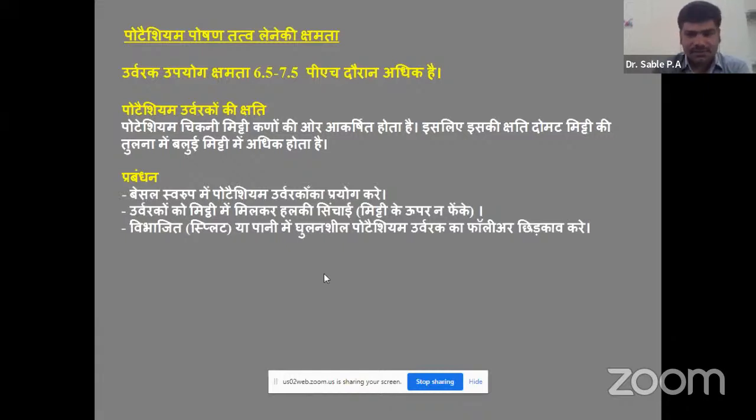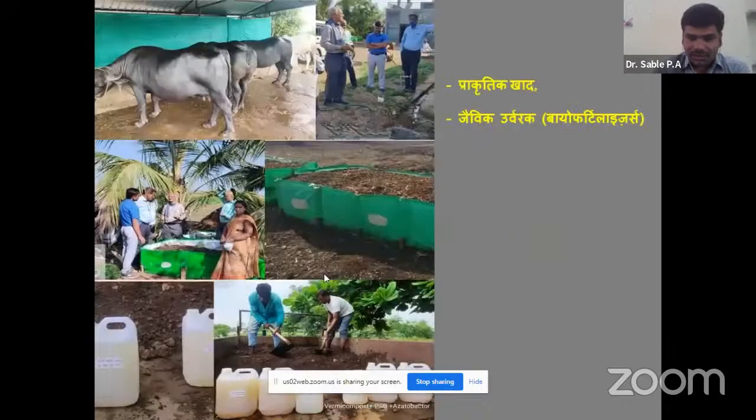Another option is there when a particular plant shows the deficiency. Earlier we have seen the photos. In such cases, water soluble fertilizers containing potassium like 00:00:50, 13:00:45 can be given as a foliar spray to increase the fertilizer use efficiency of such fertilizers.